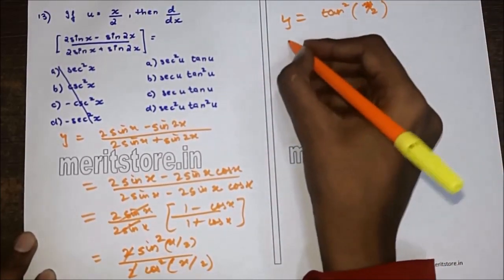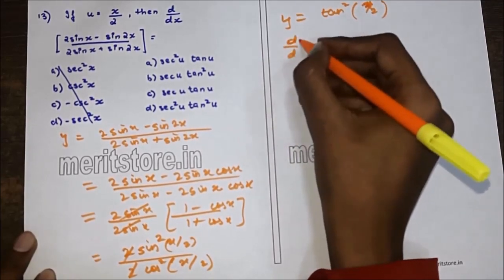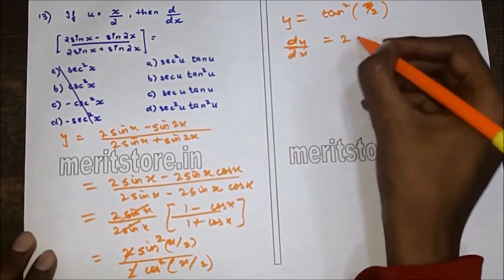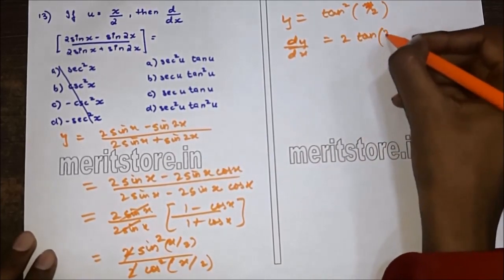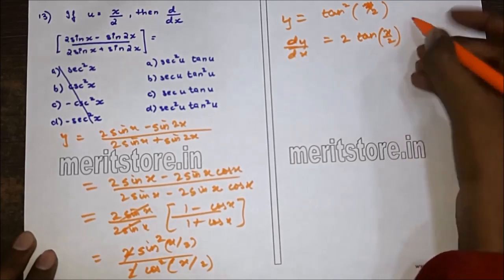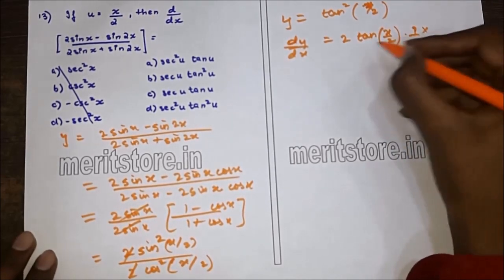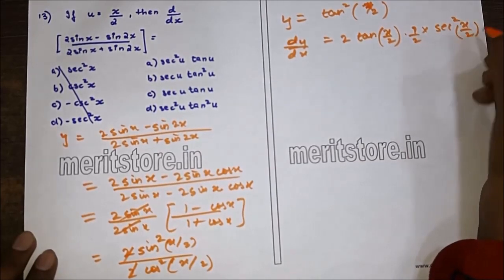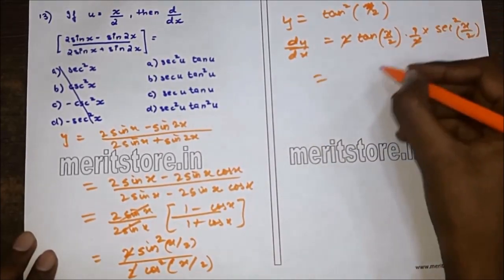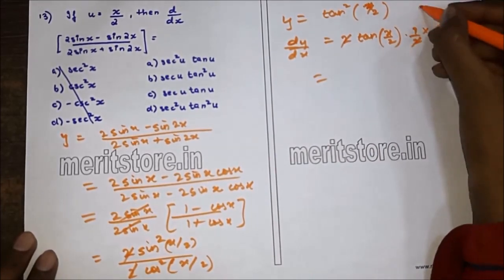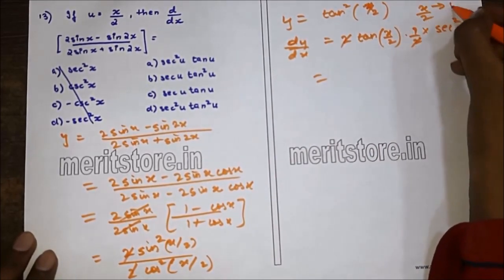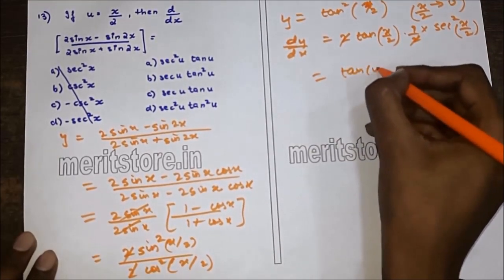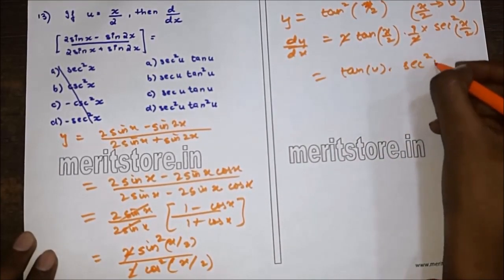So we differentiate, that is dy by dx is differentiation of tan square x by 2, which is 2 into tan x by 2 into differentiation of x by 2, that is half, into differentiation of tan of x by 2, that is sec square x by 2. So 2 gets cancelled. Now x by 2 is u, so we substitute the value, we get tan of u into sec square u, which is option A.